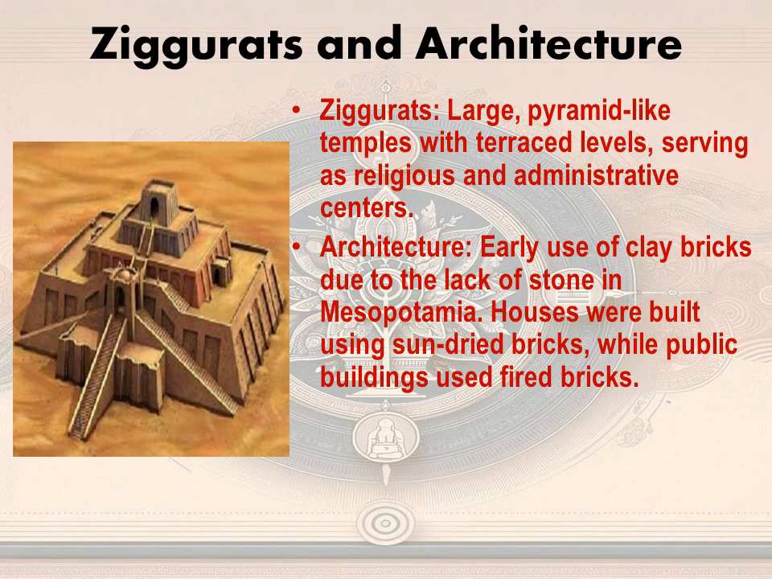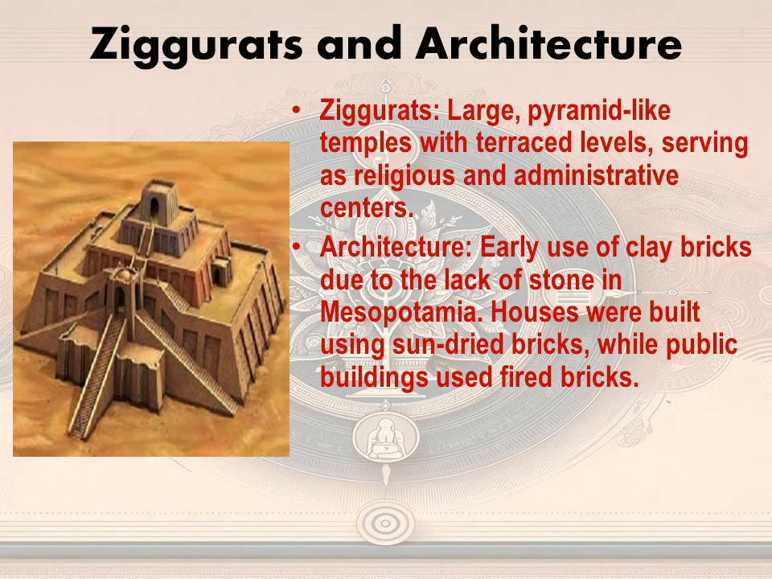Architecture. Early use of clay bricks due to lack of stone in Mesopotamia. Now, Mesopotamia is an area where stone is very expensive. Now, why do some things become expensive? Because they are rarely available. They are not available commonly. So the area of Mesopotamia had very few stones. Hence, for building something, clay bricks were used in Mesopotamia.